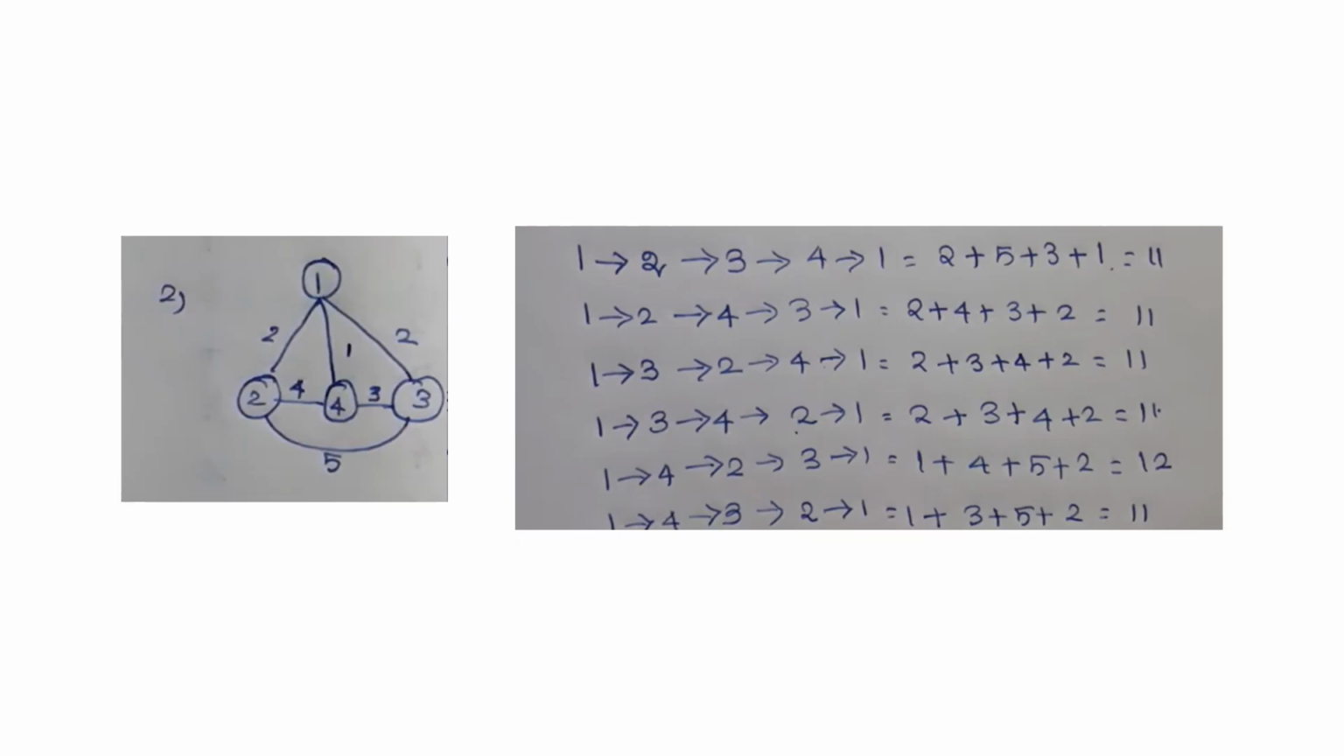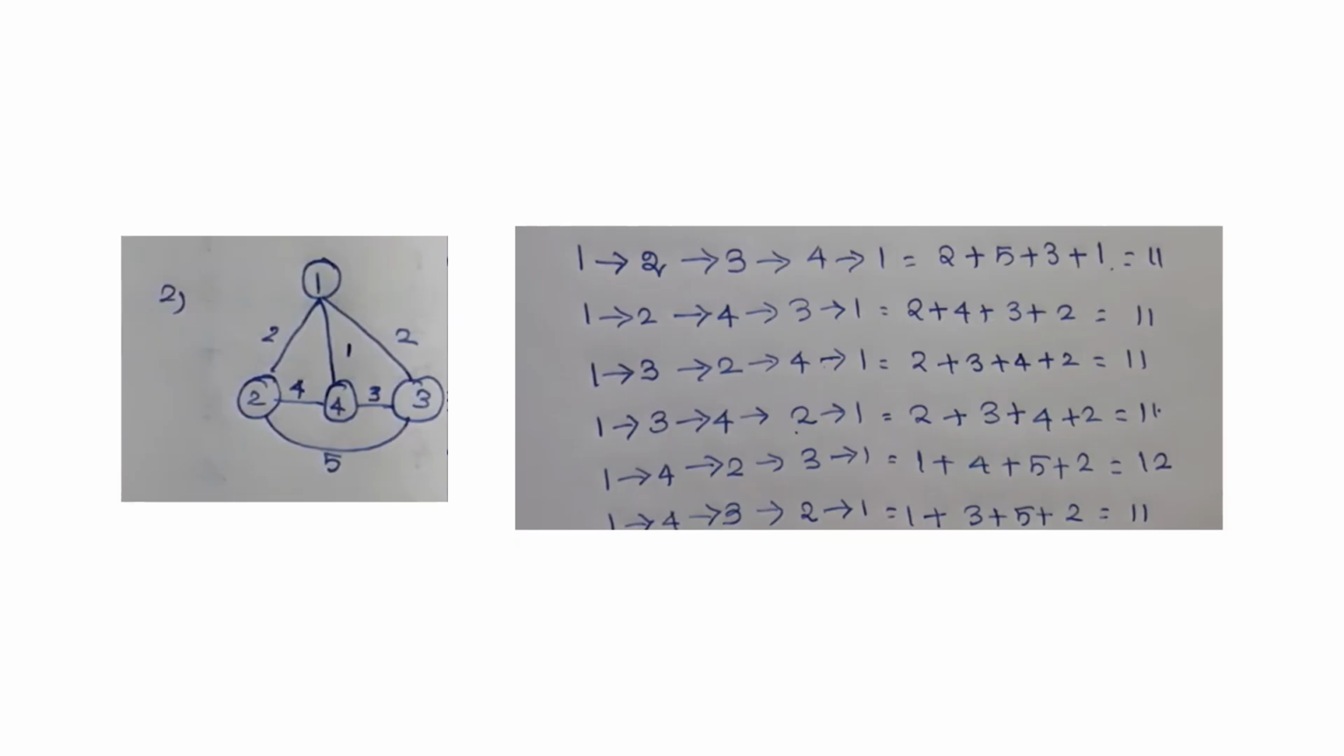Okay, the next one: 1 to 4, and then 4 to 2, and then 2 to 3, and then 3 to 1 as one of the combinations. And then 1 to 4, and then 4 to 3, and then 3 to 2, and 2 to 1 as one of the combinations. Okay, so all nodes we have visited. All the cities we have visited only one time, and the starting point is the same, where we end up in each and every travel.